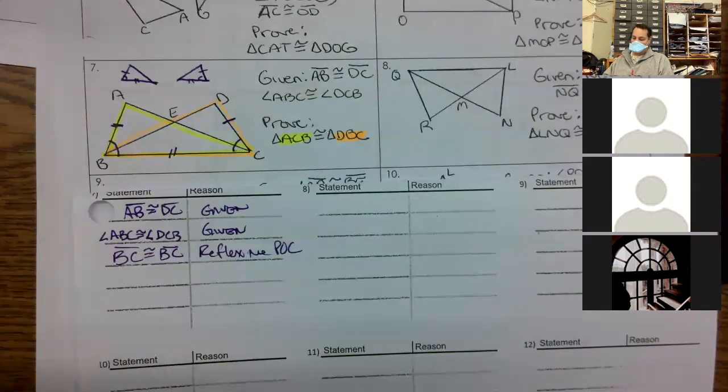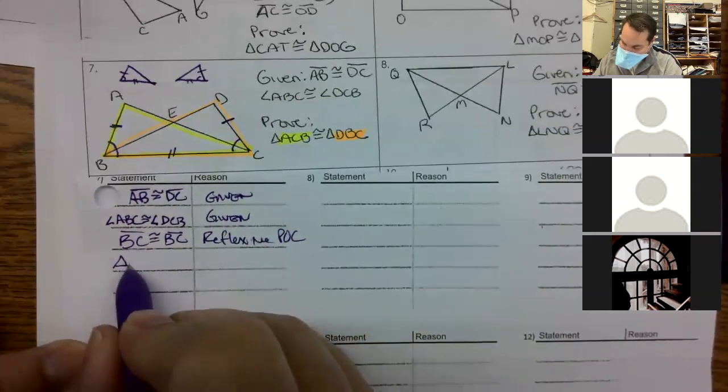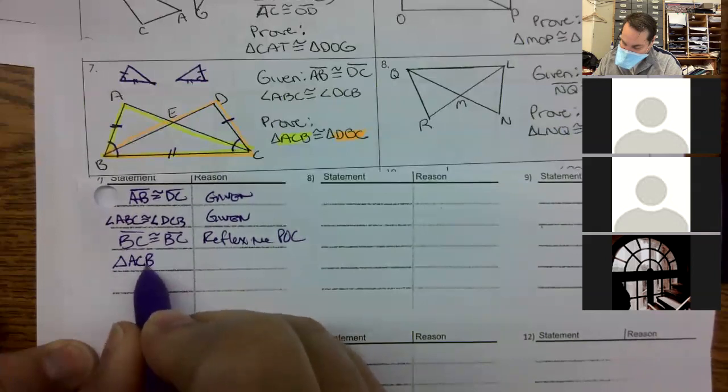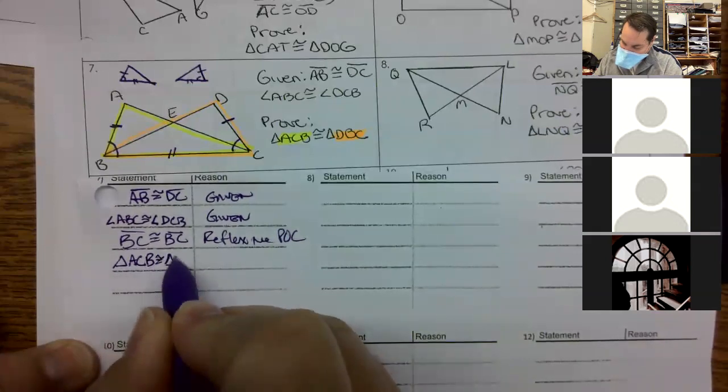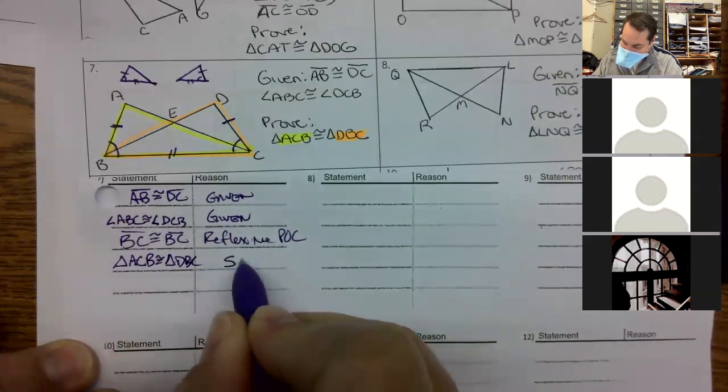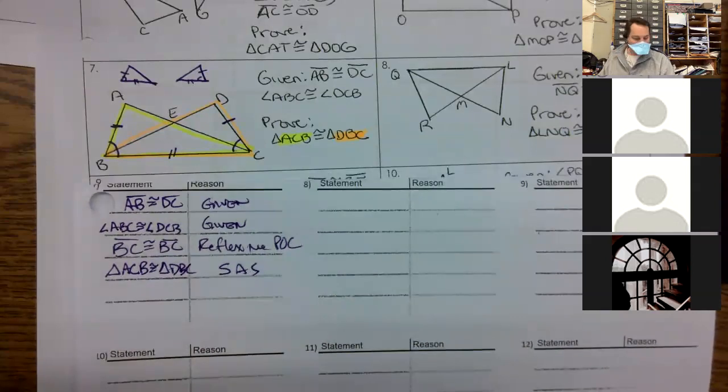What's the Mario Kart analogy saying why these are congruent? Side angle side. And done.